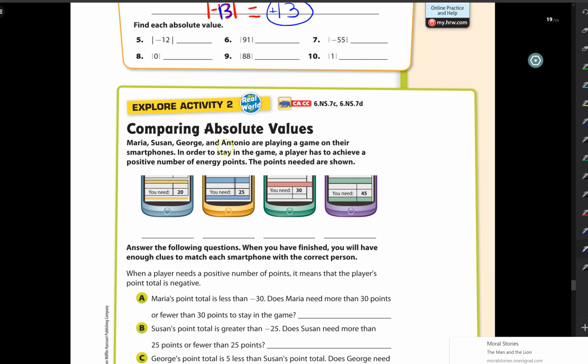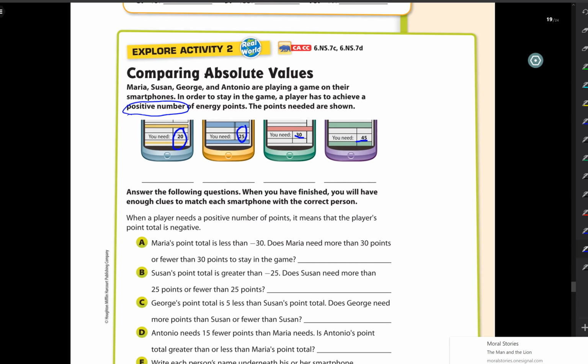Maria, Susan, George, and Antonio are playing a game on their smartphones. In order to stay in the game, a player has to achieve a positive number of energy points. So you need to have a positive number of energy points. The points needed are shown. So you need to have 20 points, 25, 30, and 45. Answer the following questions. When you have finished, you will have enough clues to match each smartphone with the correct person. When a player needs a positive number of points, it means the player's point total is negative.